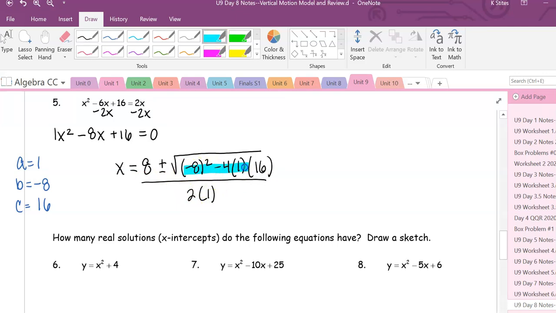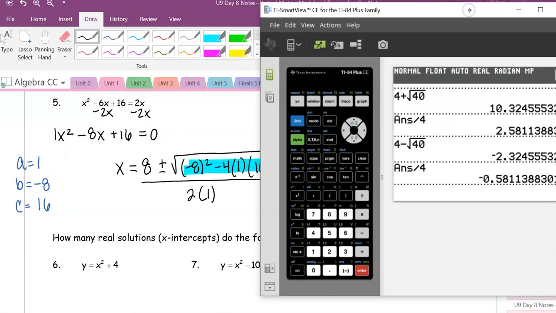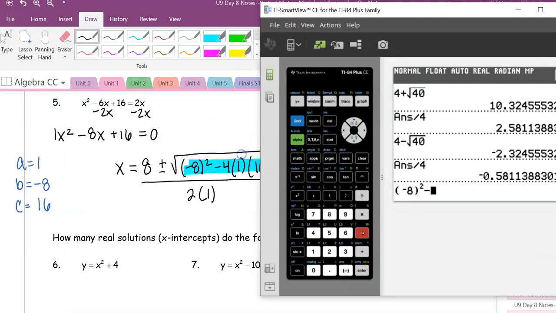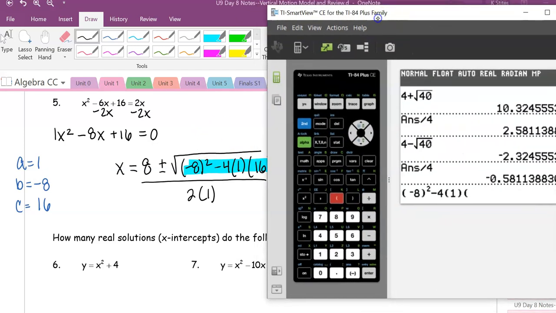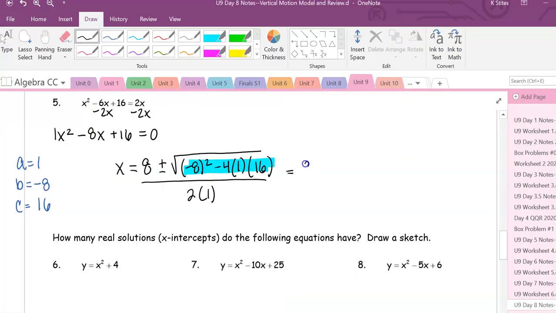Step 2, evaluate the discriminant, which is what's underneath the square root. Again, don't type in the square root at this time, just type in what's underneath the square root. Make sure you have parentheses. And that gives me a 0. 2 times 1 is 2.